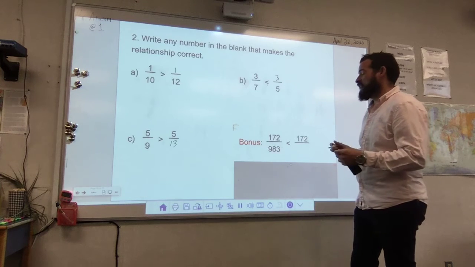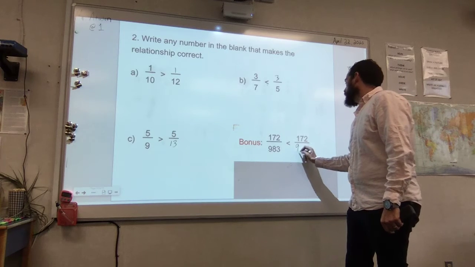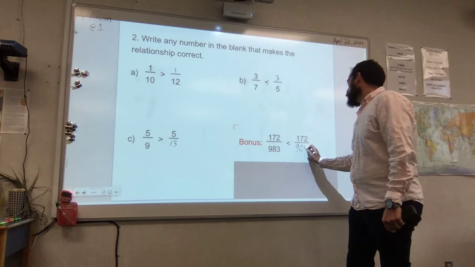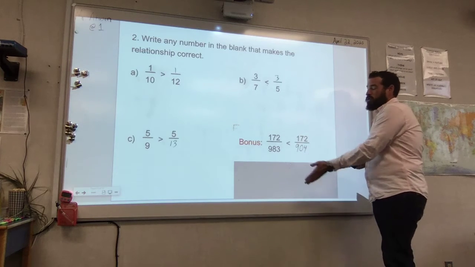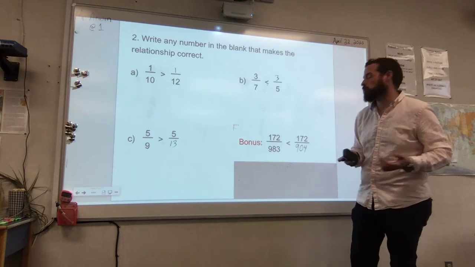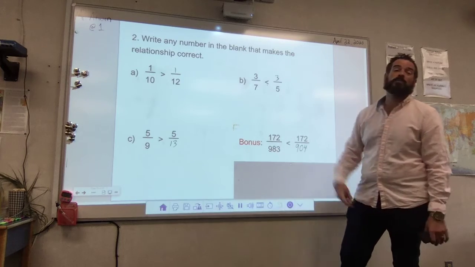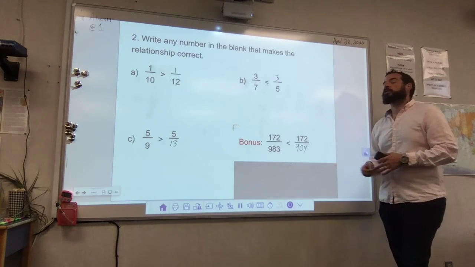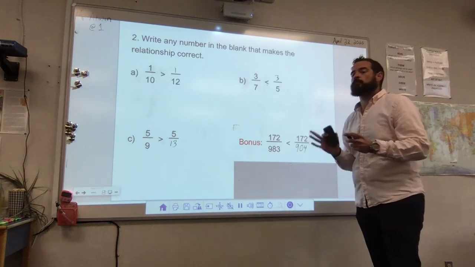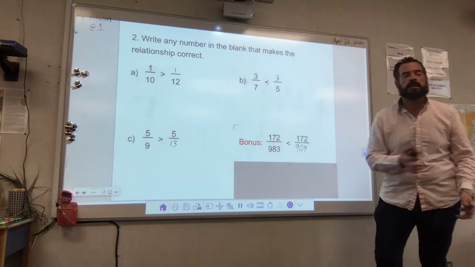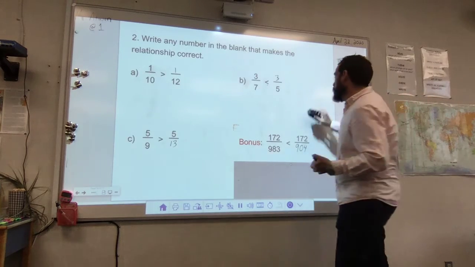So we could say 172 over 904. And that would make that relationship correct. We could go 172 over 800, 172 over 173. Any number less than 983 will work to make that statement correct. So just remember with these different denominators, as long as the numerators are the same, the smaller denominator is going to show us that we have a bigger fraction.